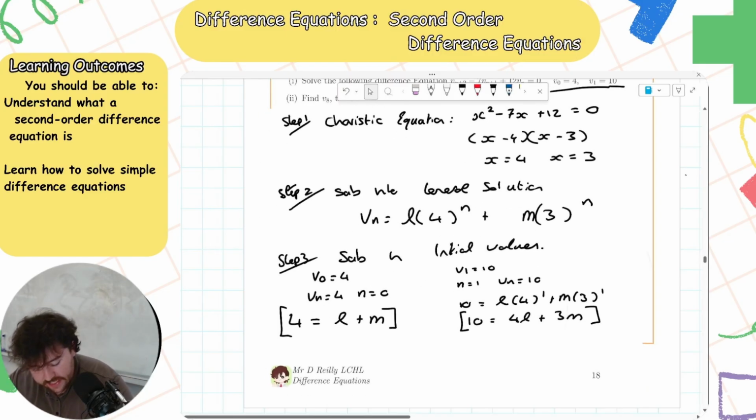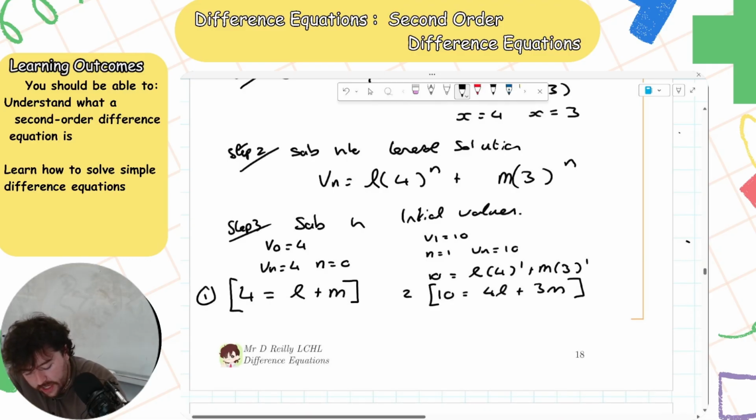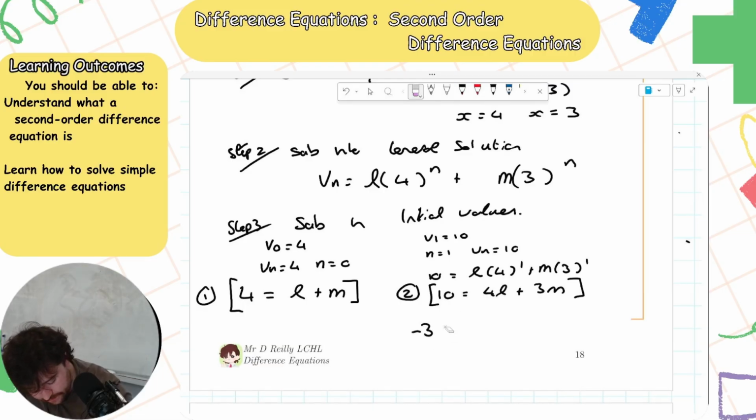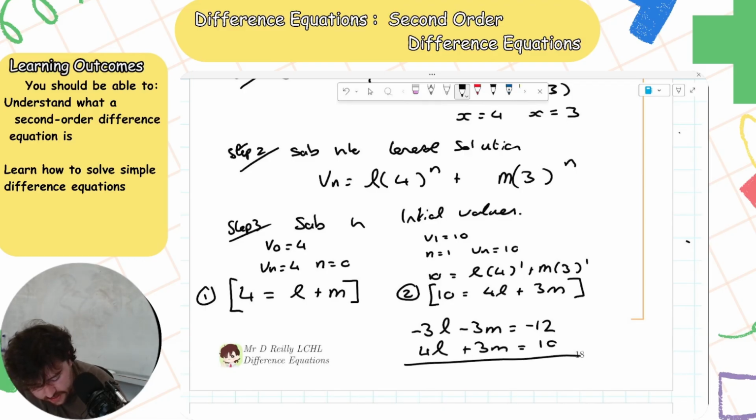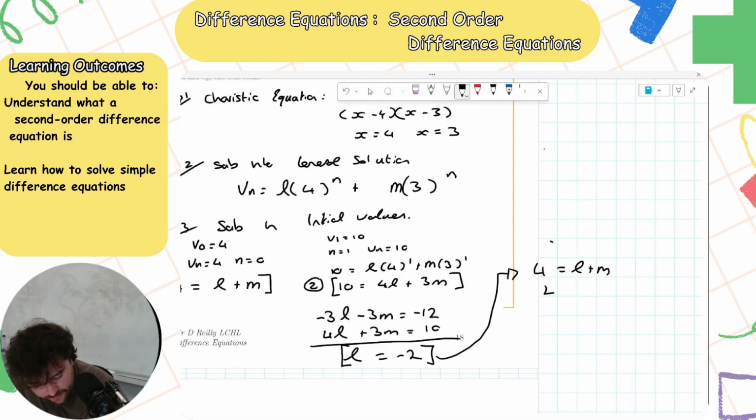And when I solve them simultaneously, so that's equation 1, that's equation 2, I'm going to multiply the first equation by negative 3. So minus 3L minus 3m equals minus 12. 4L plus 3m equals 10. Add these up, I'm going to get L equals minus 2. L equals minus 2. Sub in to find m. So 4 equals L plus m, 4 is equal to minus 2 plus m. m is equal to 6.